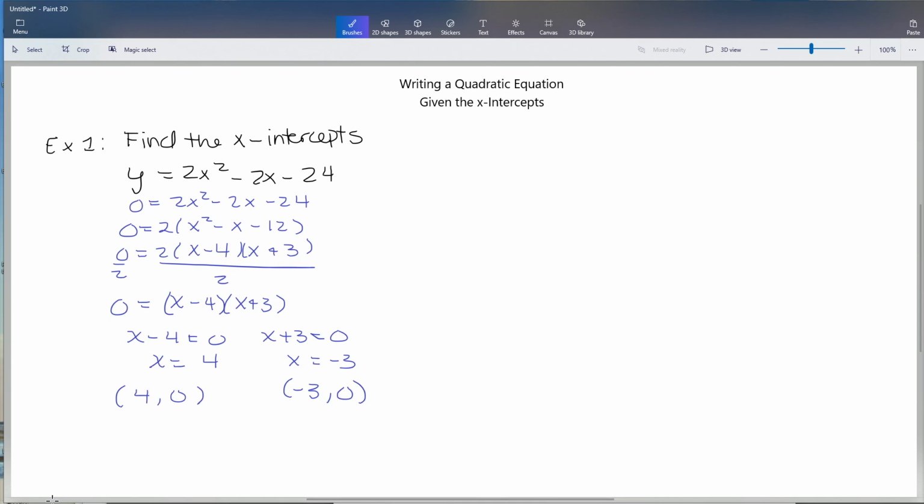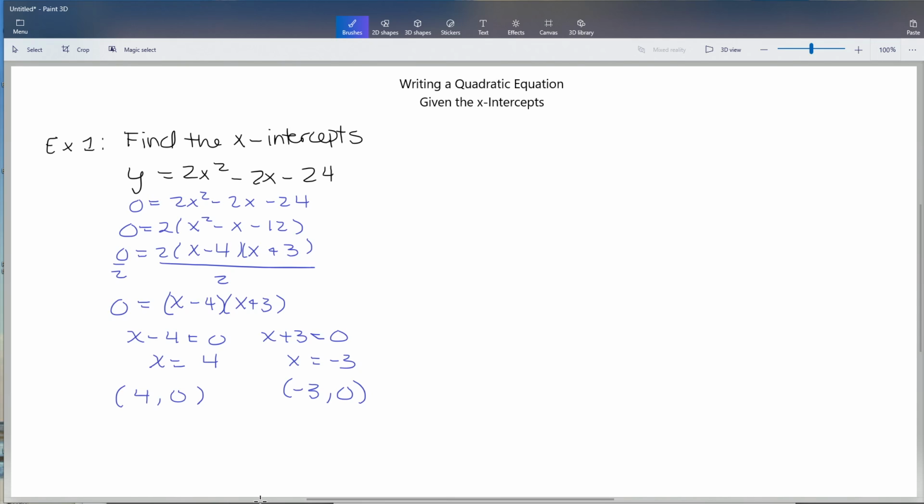Okay? So I want to point out the relationship between the factors, right, x minus 4, the solution, x equals 4, and then my x-intercept, (4, 0), right? And I have that same relationship here, right? x plus 3, x equals -3, and (-3, 0), right? We can see that in the factor, the sign is opposite from what we see in the x-intercept, right? And it's because of what we do to solve, right? We subtract 3 from both sides, so we're getting -3 in our x-intercept.